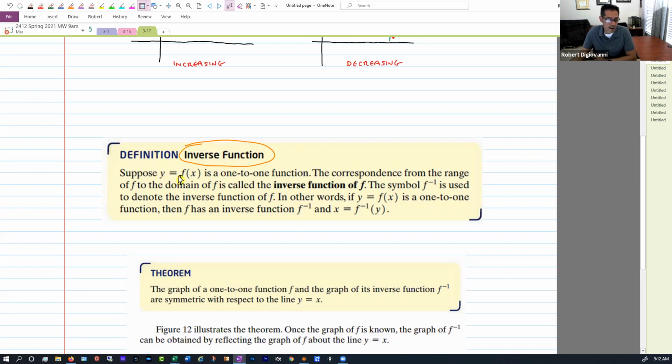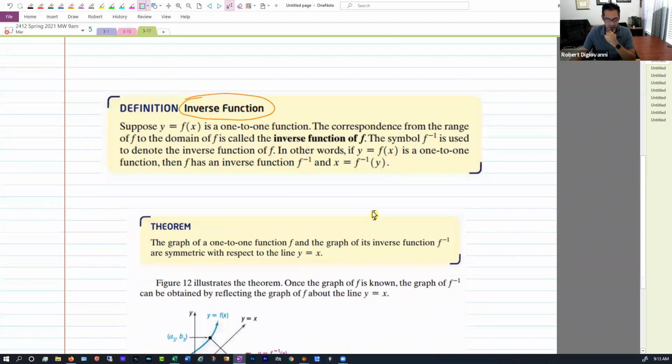So suppose y is some function of x. So say we have a function, and it is 1-to-1. So let's just say it's 1-to-1. The correspondence from the range of f to the domain of f is called the inverse function of f. The symbol f with this little -1 as an exponent is used to denote the inverse function of f. In other words, if y equals f of x is 1-to-1, then f has an inverse function, f inverse, and then x equals f inverse of y.